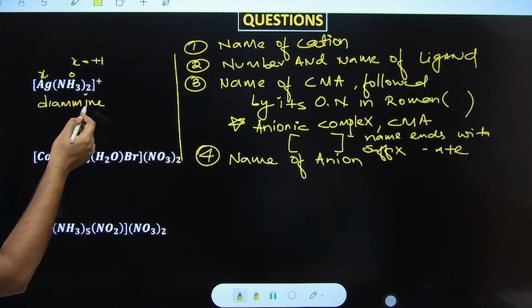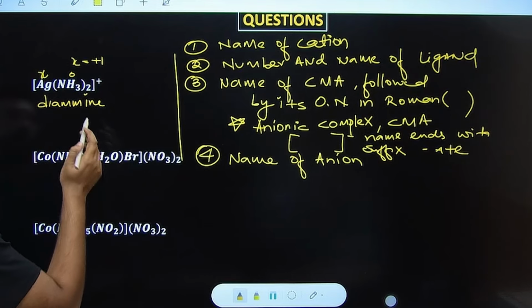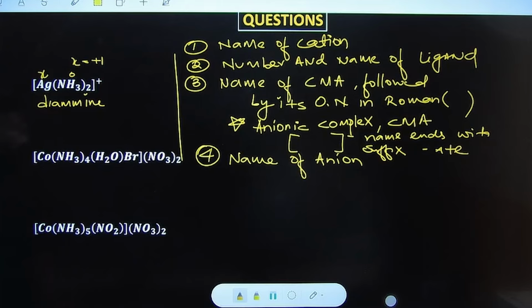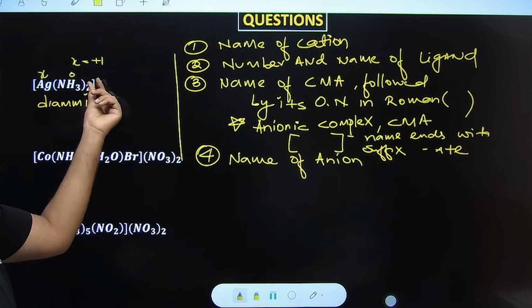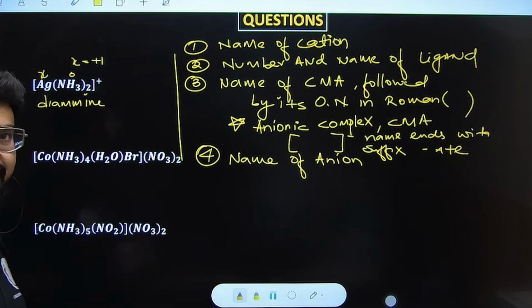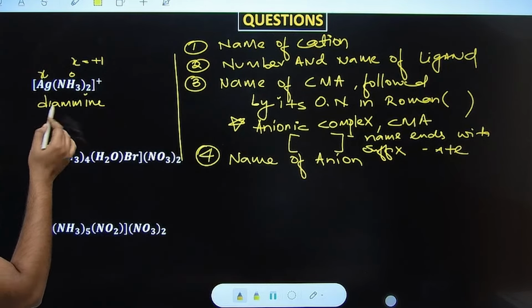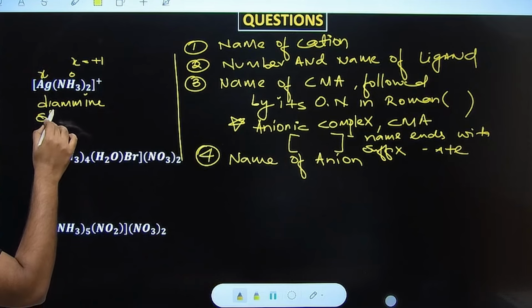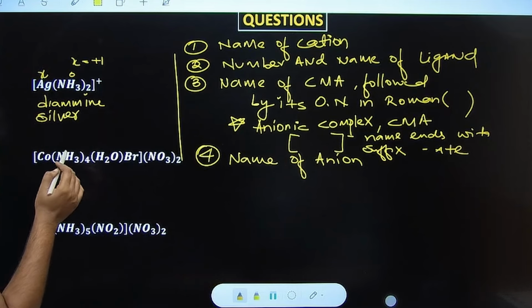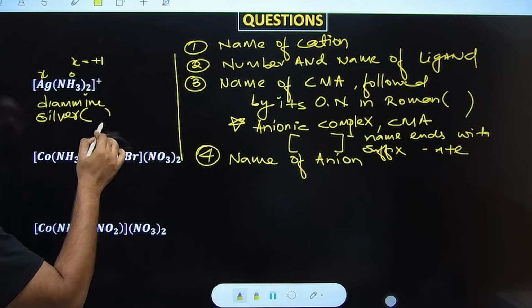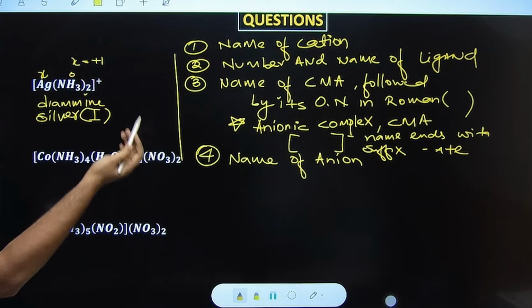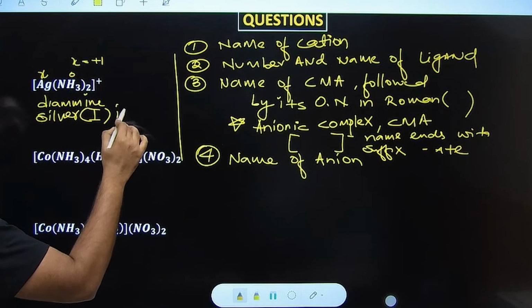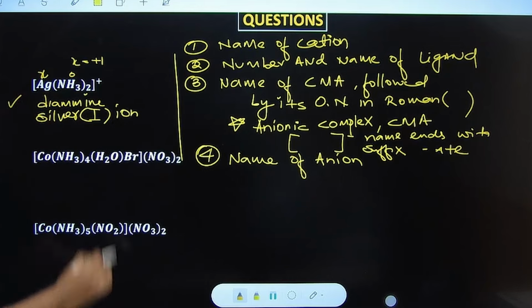So it is diamine. After that, you will write the name of the central metal atom, and if it's positive or neutral, then you don't have to write ATE. Only when there's a negative charge on the sphere, then you will write the ATE word. So diamine silver, in the oxidation number, that is 1 in Roman, and because there is no cation, no anion, so put ion. That's all. So this is the answer.